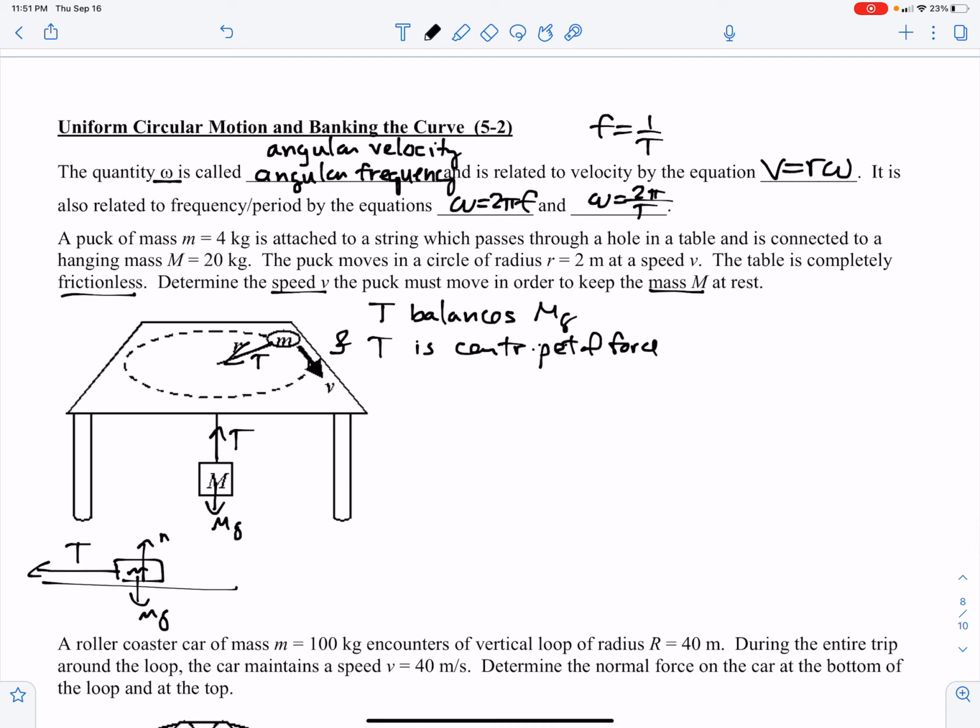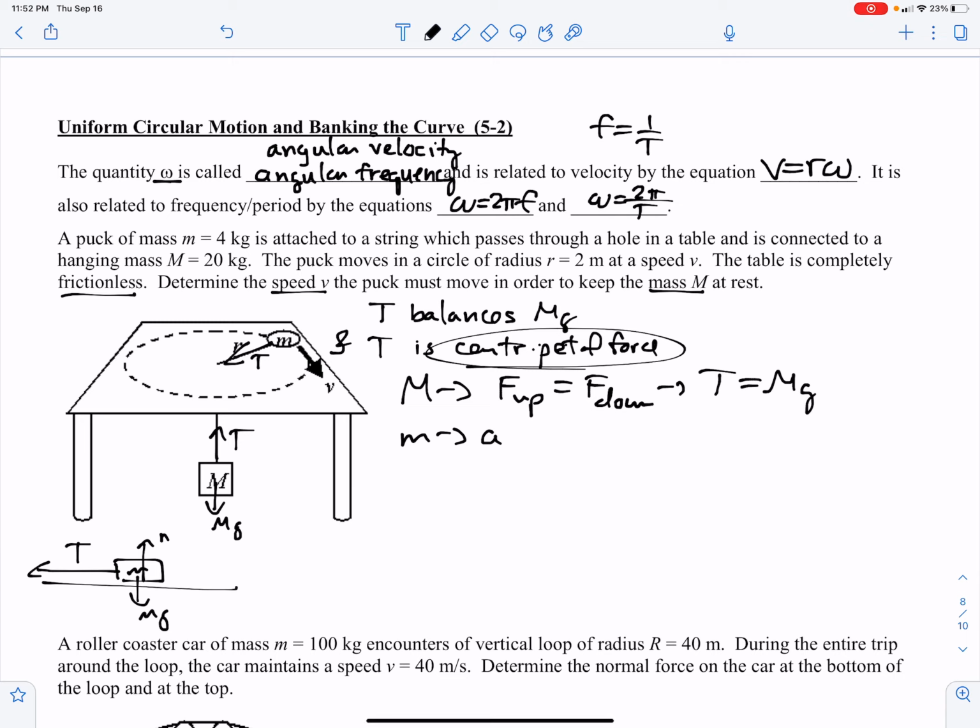So focusing on big M, forces going up equal forces going down, therefore tension going up equals big Mg. If I focus on little m, we are accelerating centripetally. Now, centripetal acceleration, a sub c, is equal to v squared over r. So centripetal force, instead of ma, is going to be written as mv squared over r. It's just a small adjustment we'll make.